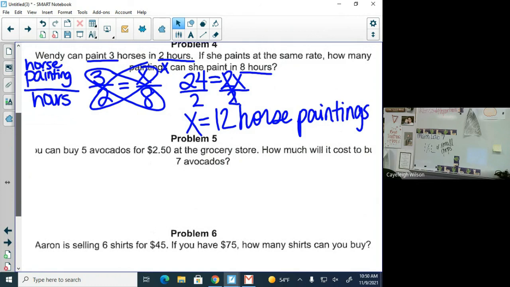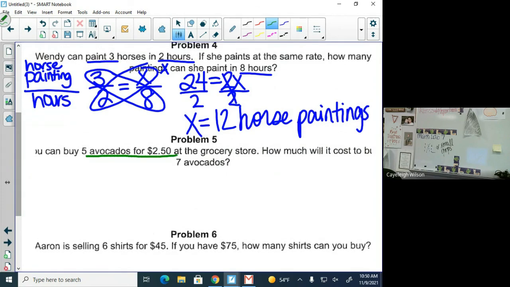What's the label on 7? So no, right, that's right. Then this one needs to check right here. You did avocados. So 5 avocados for $2.50. So I do 5 over $2.50, and so that means I did avocados over money.